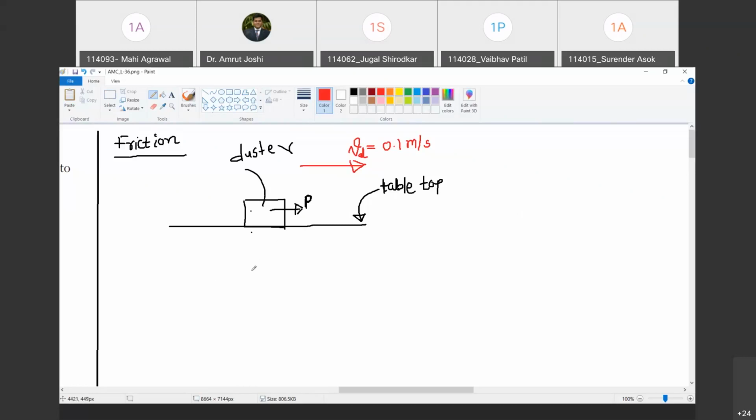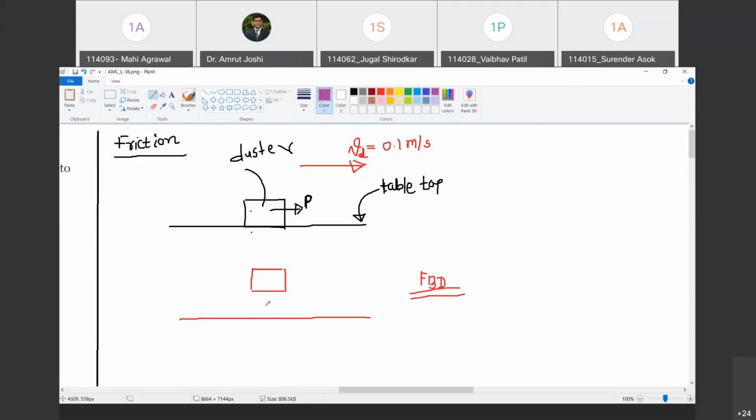Now I am going to draw free body diagrams of the duster as well as the tabletop. Are you with me? I am going to make the free body diagram of the tabletop and the free body diagram of the duster like this. Happy? Yes, sir. And we are going to neglect the mass for just a moment. Let us neglect the mass of both the objects. Are you with me? Yes, sir.